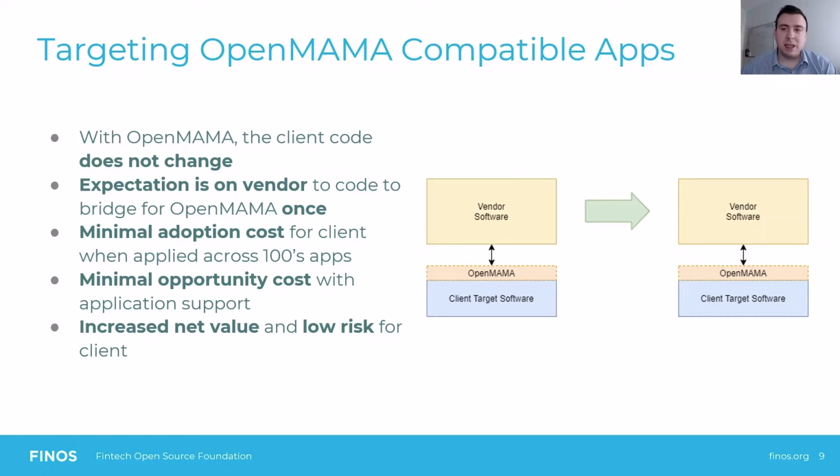So it means that it does shift a bit of the expectation onto the vendor to develop the bridge for OpenMAMA, but that's only developed once. And once it's developed, in our experience anyway, there's very little maintenance associated with it, particularly compared with an in-house API where you've got client opinions to contend with. And what effectively happens is that the adoption cost for clients is reduced because it's not being duplicated across every application that they have.